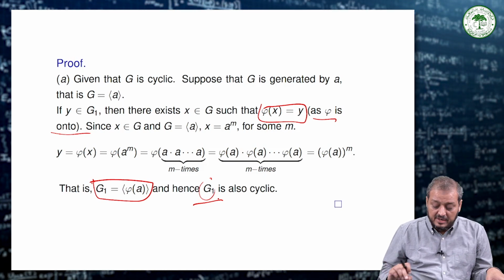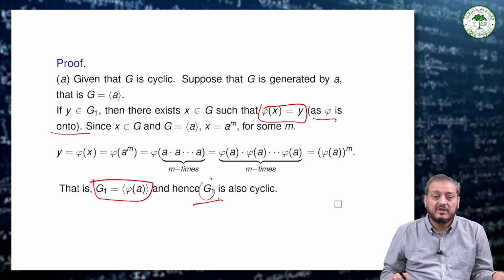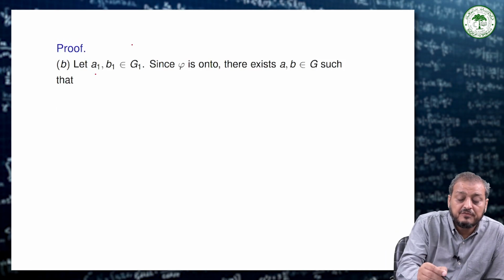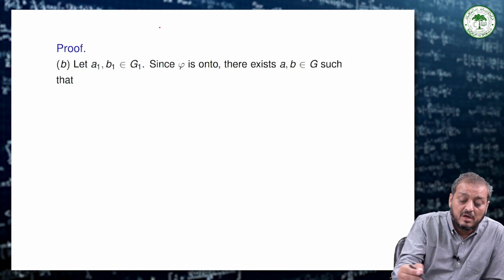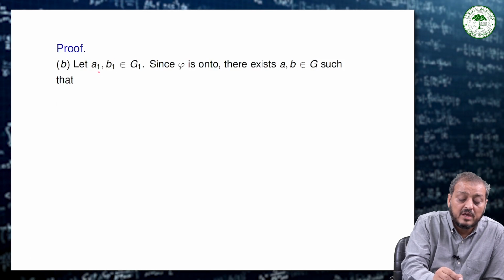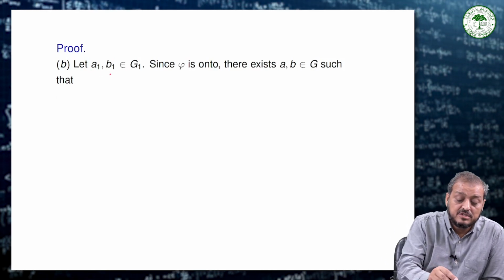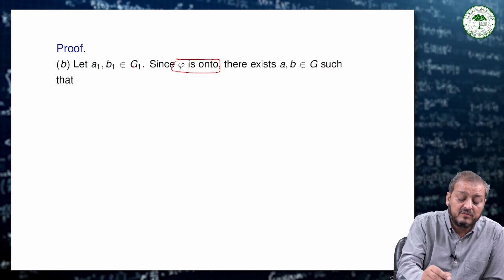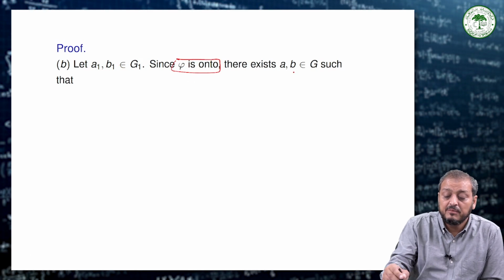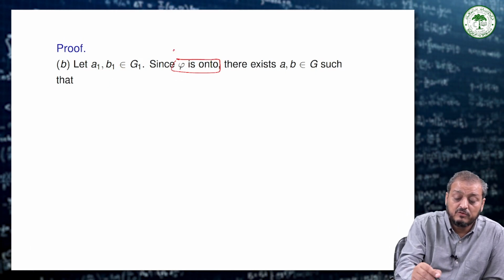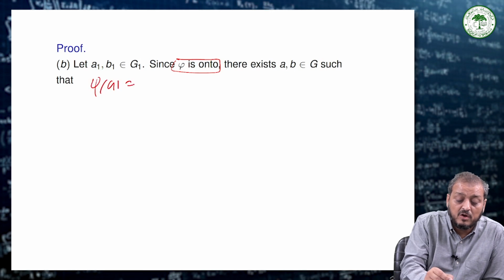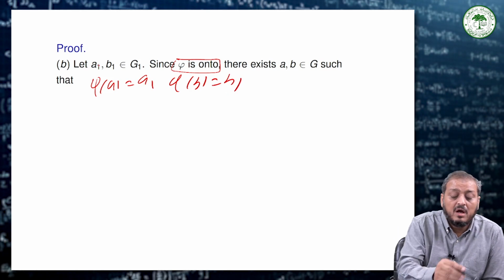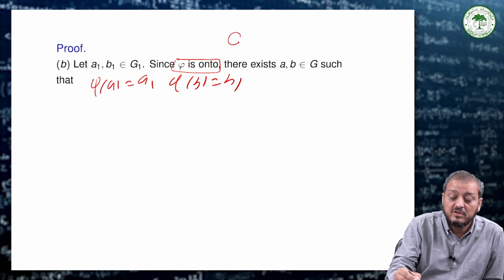Again, if G is abelian, then we can say that G1 is also abelian. So we take two elements, A1 and B1, in G1, and phi is onto. This means there exist elements A and B in G such that phi of A is equal to A1 and phi of B is equal to B1. And we are given that G is abelian.